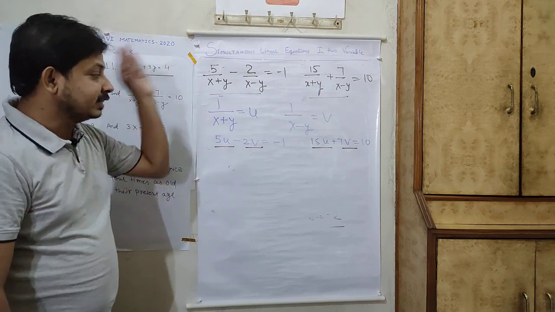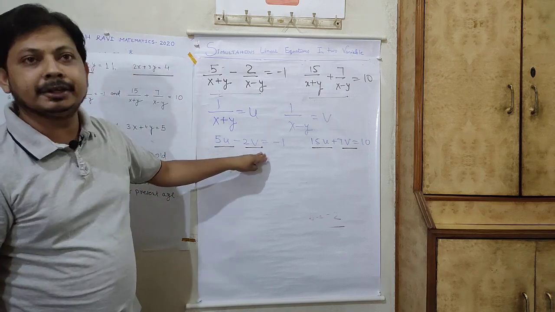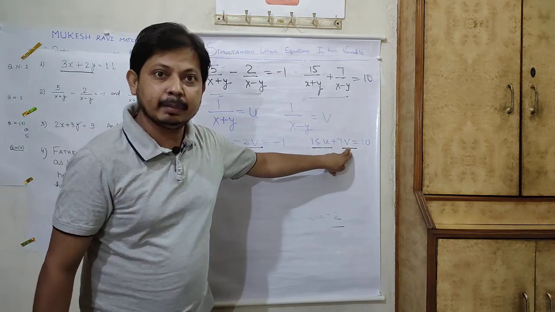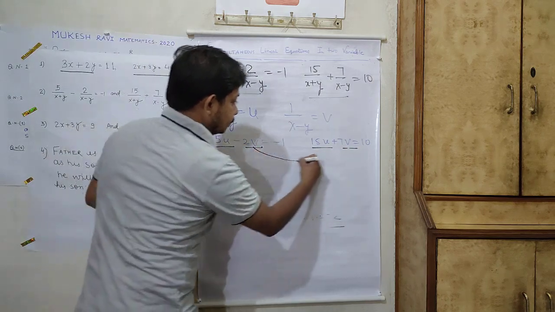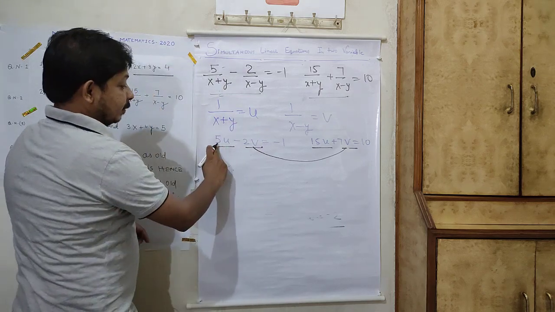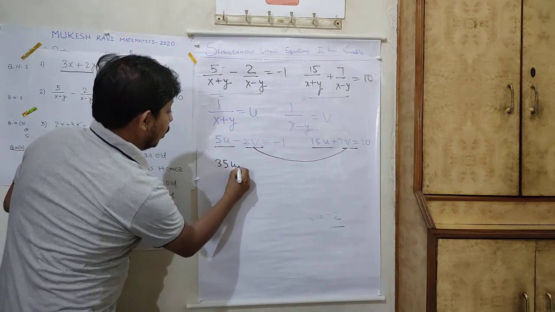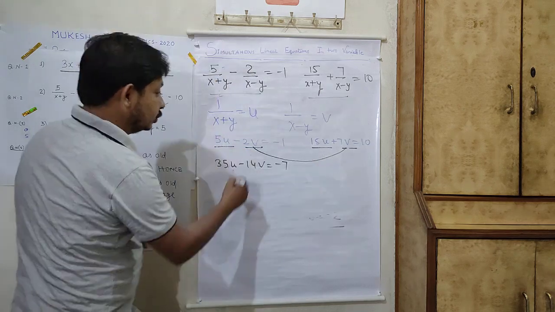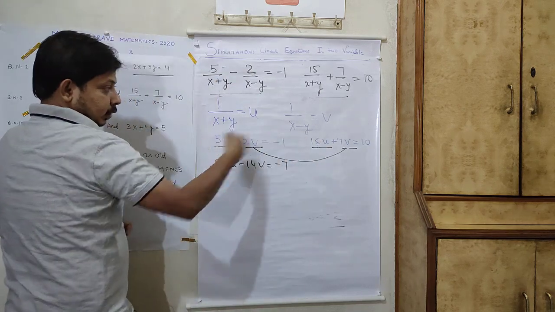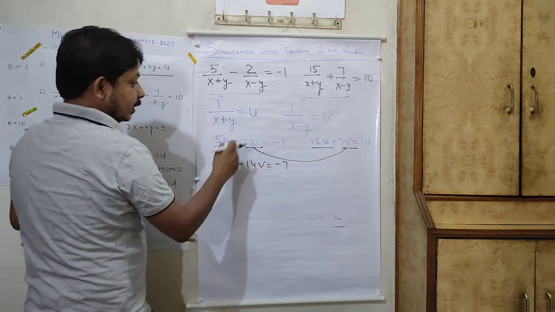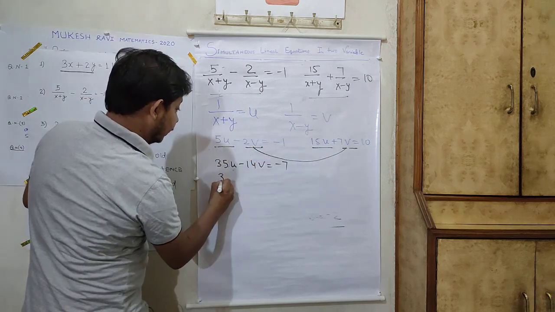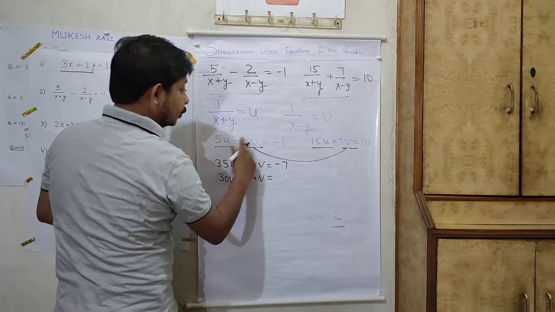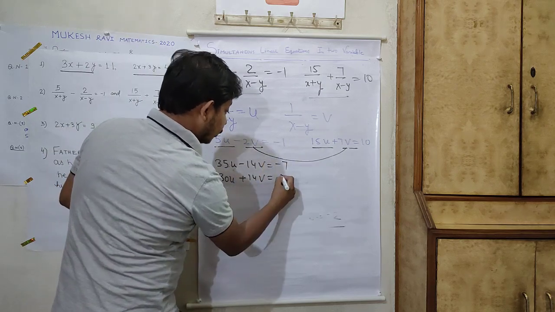Now you solve, same coefficient. Now here you hate v. So this will be multiplied by 7. This will be multiplied by 2. Interchange the coefficient. So 7 5s are 35u minus 14v is equal to minus 7, and then 15 2s are 30u plus 14v is equal to 2 10s are 20.